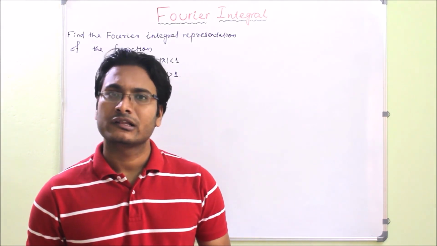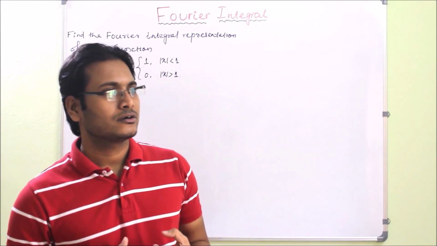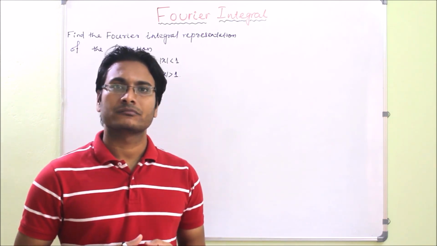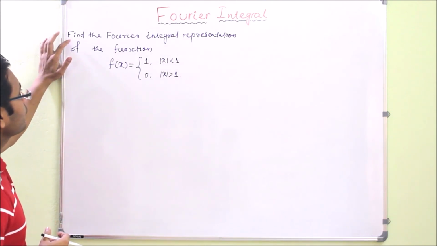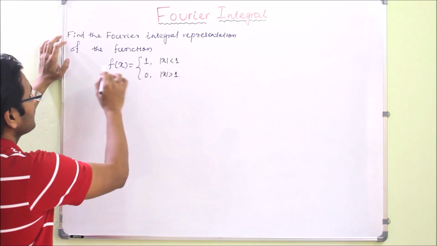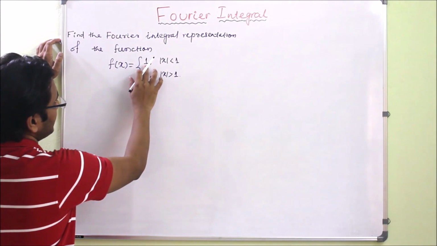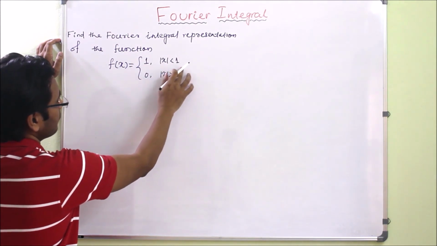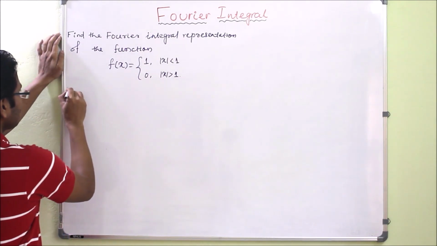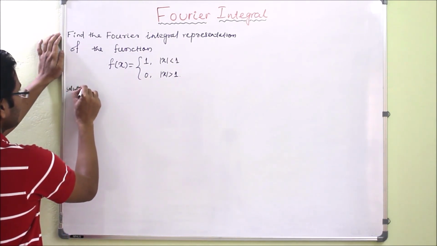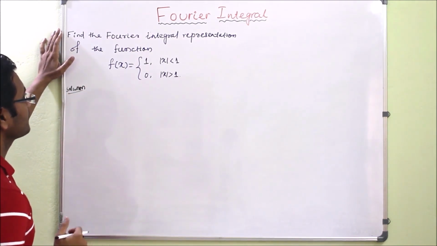So here we will solve an interesting problem and represent the function into Fourier integral form. So let's see what the problem is. The problem is: find the Fourier integral representation of the function f of x, where f of x is 1 when mod x is less than 1, and 0 when mod x is greater than 1. So how to solve? Let us see how to represent the function.